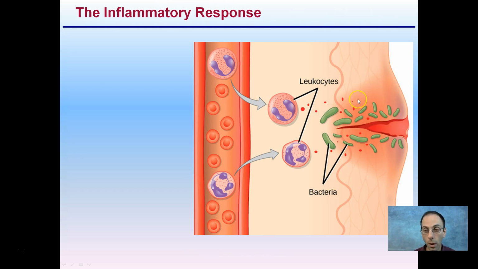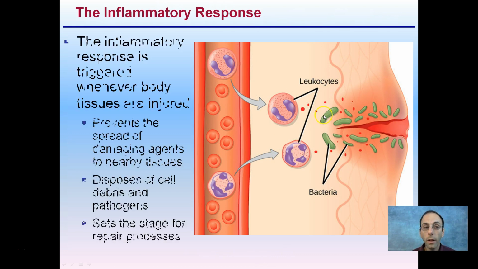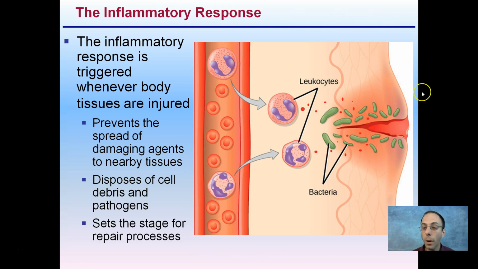Now, the inflammatory response, here's our skin, and we have an injury, a cut, for example, in that skin. We notice it's red and the presence of bacteria here. Our leukocytes, or white blood cells, are leaving the circulatory system to invade this area to try to prevent infection. In general, this inflammatory response is triggered whenever the body tissues are injured. Again, in this case, we're looking at skin tissue. The whole purpose of this is to limit the spread of damaging agents such as the bacteria. Also, the body needs to dispose of debris and pathogens, and this sets the stage by cleaning up this area of potential sources of infection. This sets the stage for a proper healing or repair process.